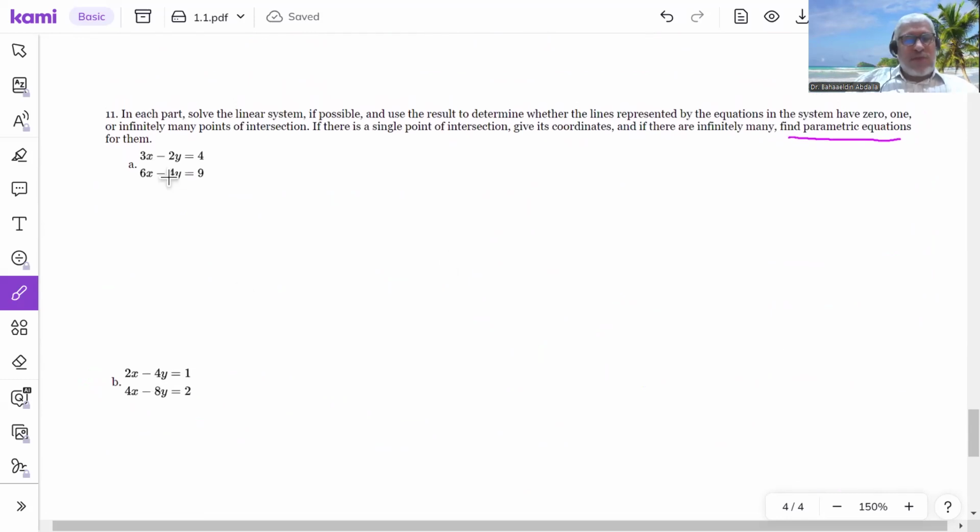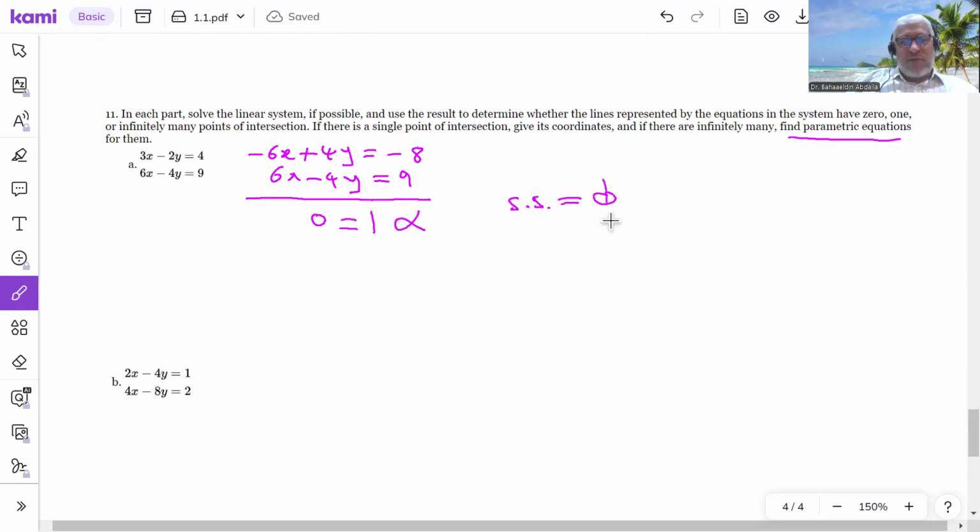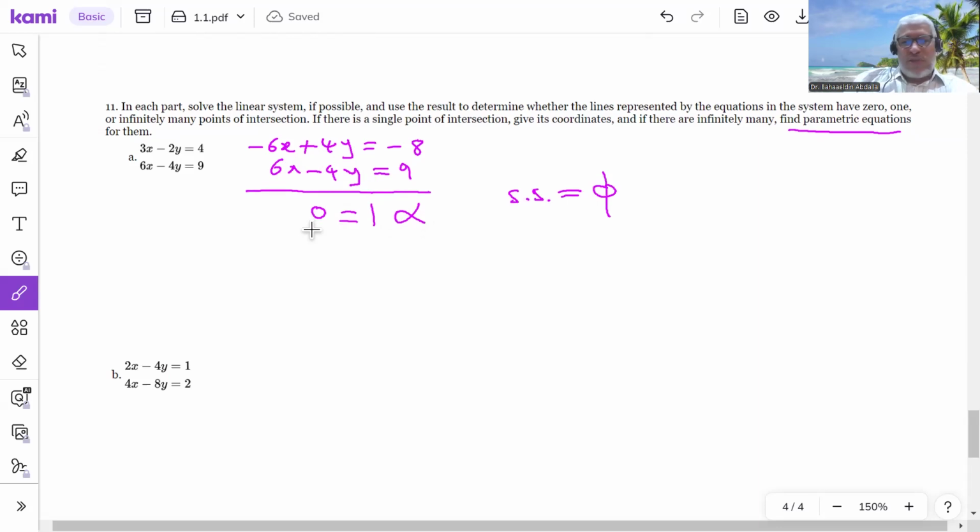So let us start with the first equation. Let us solve by elimination. Let me multiply the first equation by negative 2. So I'll have negative 6 plus 4y, negative 2 times 4 is negative 8. And here I have 6x minus 4y equals 9. Add the two equations together. I'll have 0 equals 1. This is a false statement, so the system has no solution. It is inconsistent.